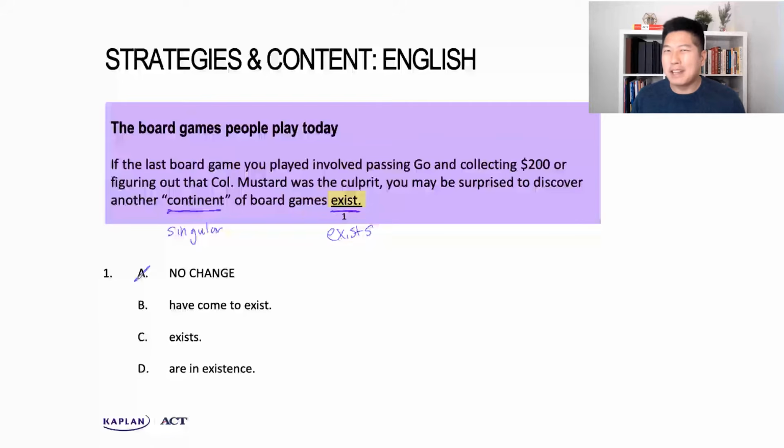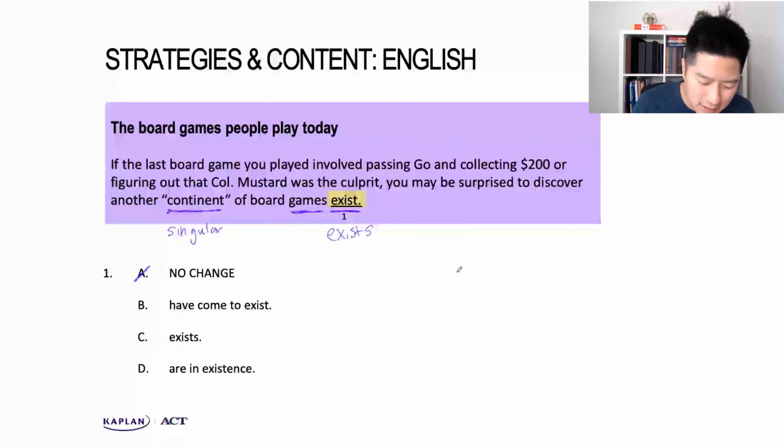But if you're saying, wait, hold up. When I first read the sentence, it sounded okay. Why isn't the closest noun, games, which is plural, the subject here? Well, let me introduce you to one of my favorite ways that the ACT tests this concept. It's very common as well. I like to call it the cookie jar rule.